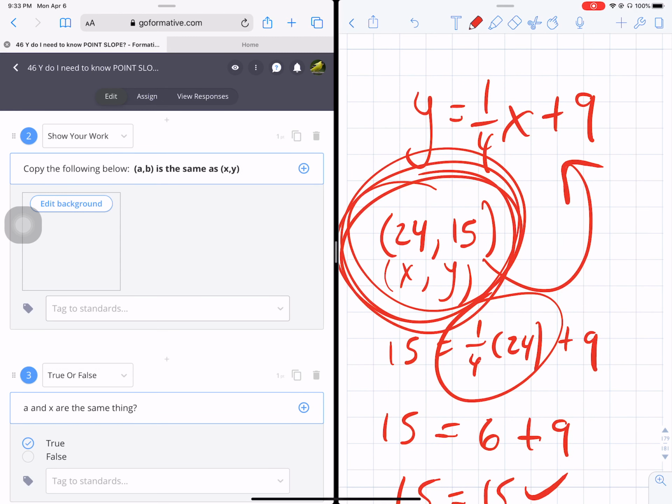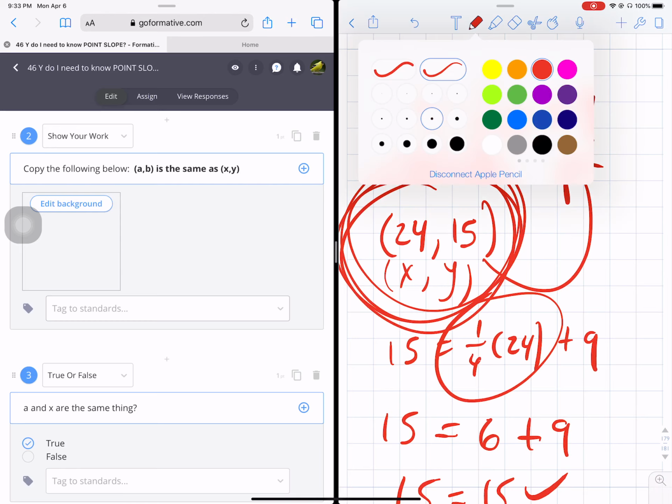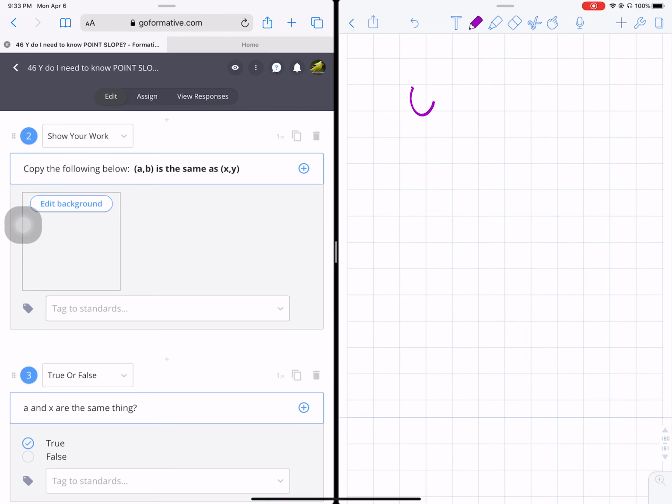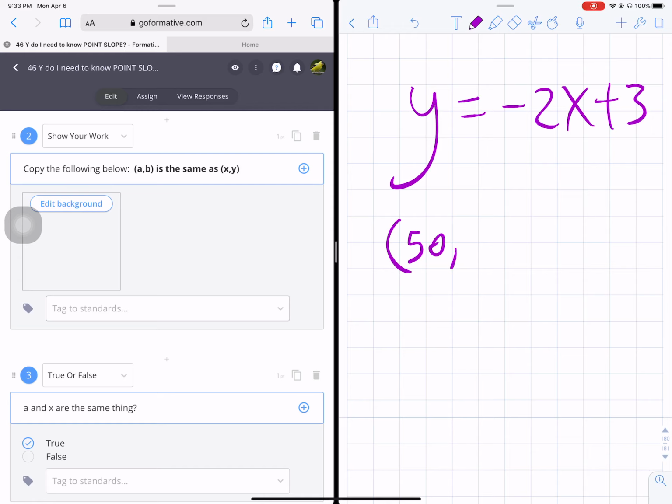It's on that line. That's right. Okay, here we go. y equals negative 2x plus 3. And we're going to throw in 50 as your x, comma, 40. x, y. So 50 is going to go in here, and 40 is going in there.